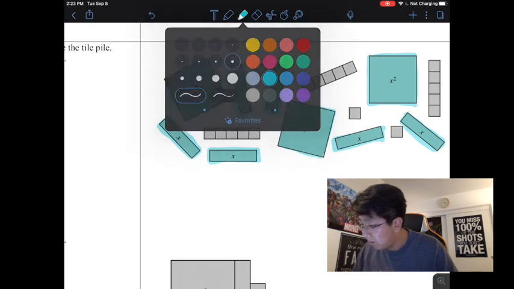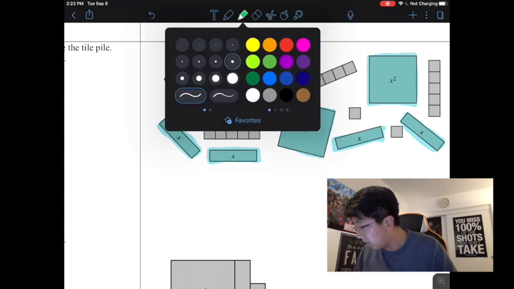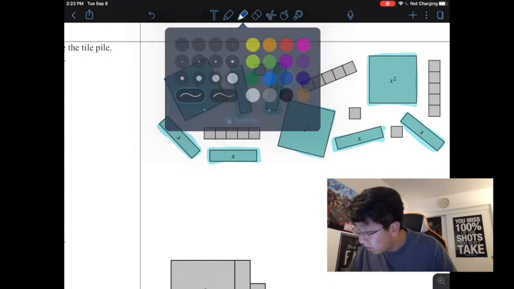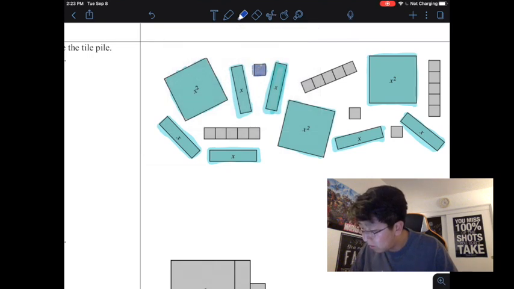Okay, and then now I'm going to go ahead and find the navy blue, and shade these in. This is 1. This is 5. This is another 5. There's 1. Here's another 1. And here's another group of 5. Okay.